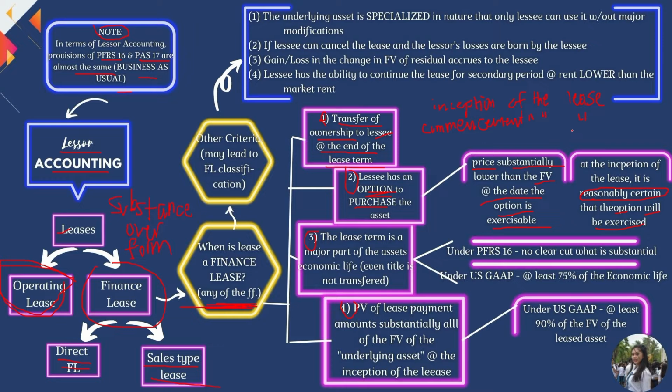However, there are instances that the two will differ. So, what are those instances? Let's explain first. When we say inception of the lease, it is the earlier date between when both parties, the lessor and the lessee, agreed on the provisions of the lease, and when the parties actually followed the agreement. Now, here in the inception of the lease, we classify under lessor accounting, right?